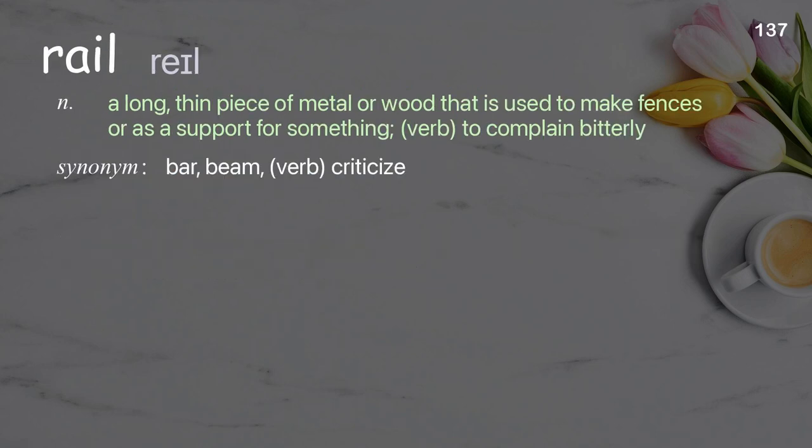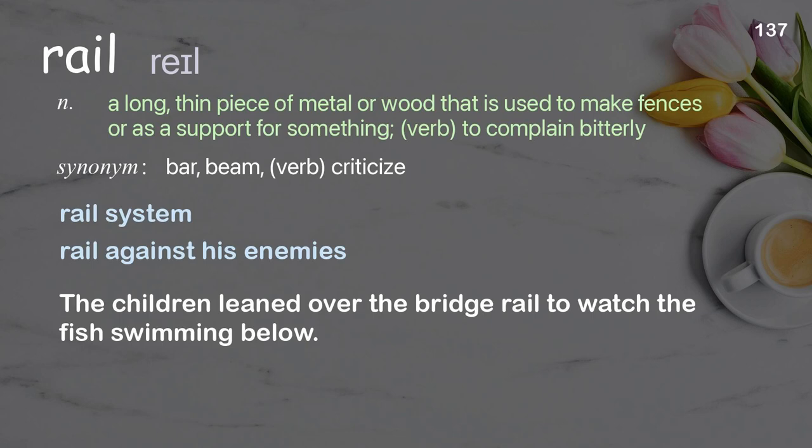Rail: a long, thin piece of metal or wood that is used to make fences or as a support for something. Verb: to complain bitterly. Examples: Rail system, rail against his enemies. The children leaned over the bridge rail to watch the fish swimming below.